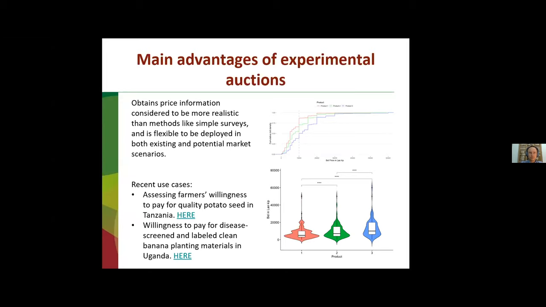Some typical examples of information produced with the auction are on the right. So we can see here a graph of price versus percentage of respondents for three different products, red, green, and blue.